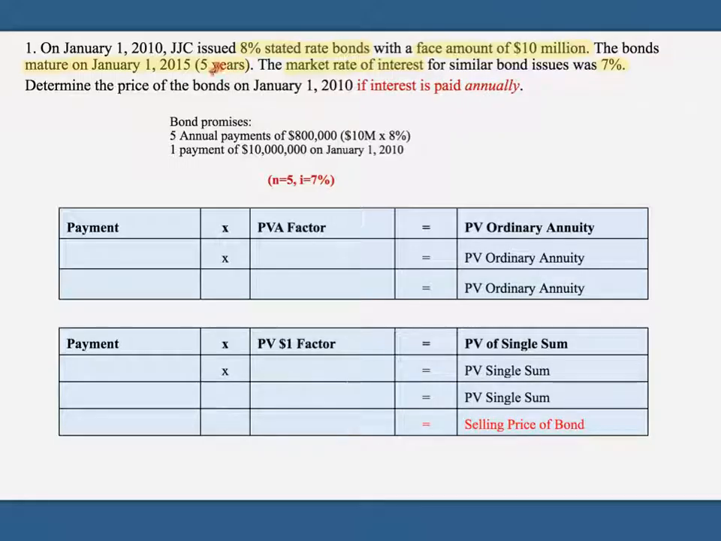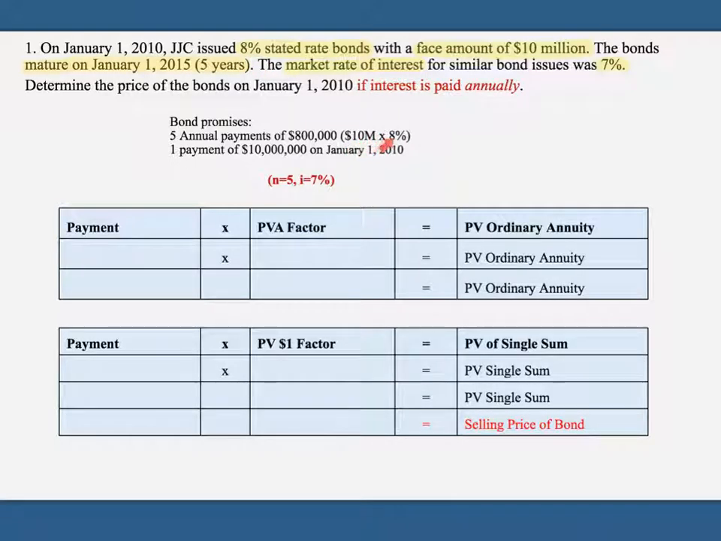And I've highlighted a couple things up here to remind you. The company issued 8% stated rate bonds, face amount of $10 million. They mature in 5 years on January 1st, 2015, and the market rate of interest for similar bond issues is 7%. So then we have what the bond promises. It's 5 annual payments of $800,000. These are interest payments, and that is calculated from the face amount, $10 million, times the 8%, which is the stated rate.